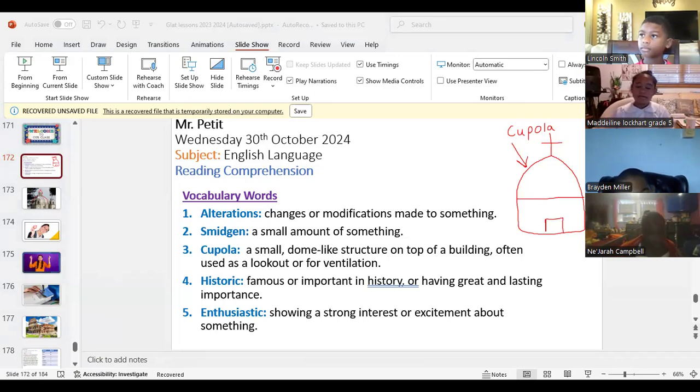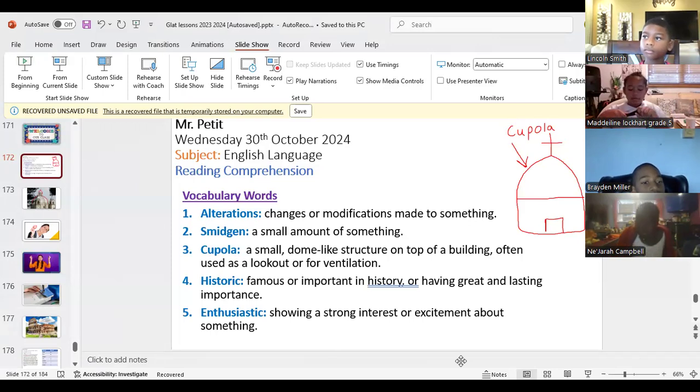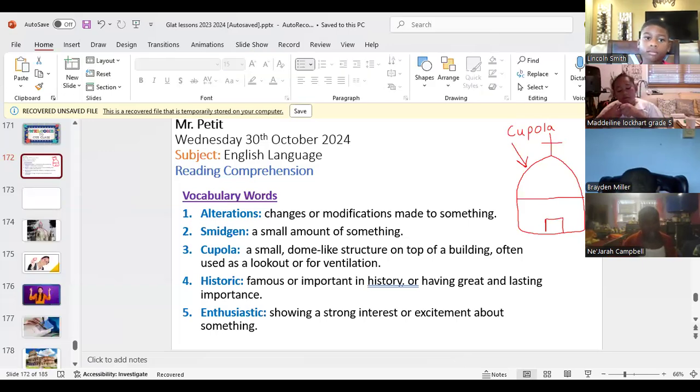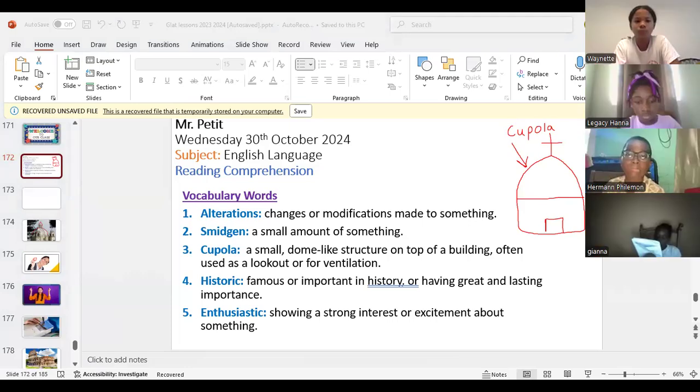Brayden, what's your favorite word and why? My favorite word is alterations because I like to update things. You like to update things. Okay, update them, fix them, repair them. Okay, nothing wrong with that. Najar, what's your favorite word and why? My favorite word is enthusiastic. And why is that? I love joyful people and just being happy with my family and friends. All right, good. And what's next?